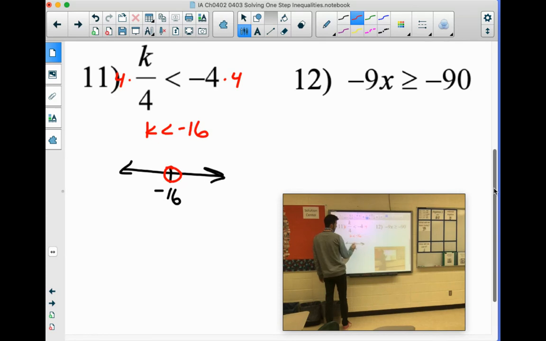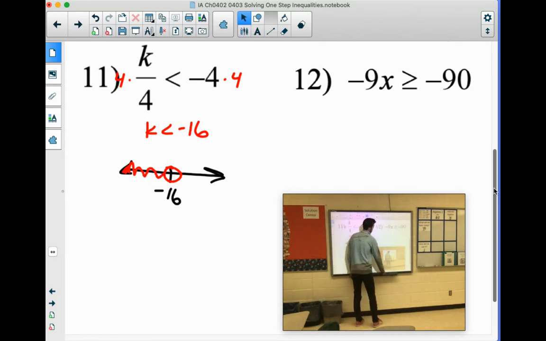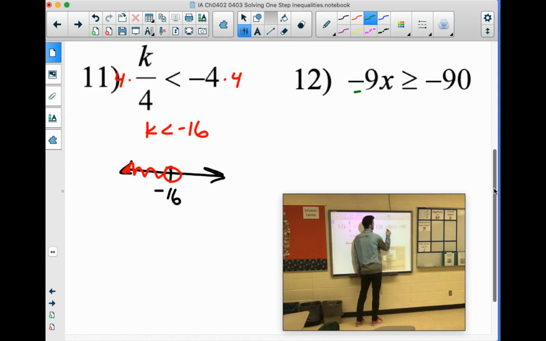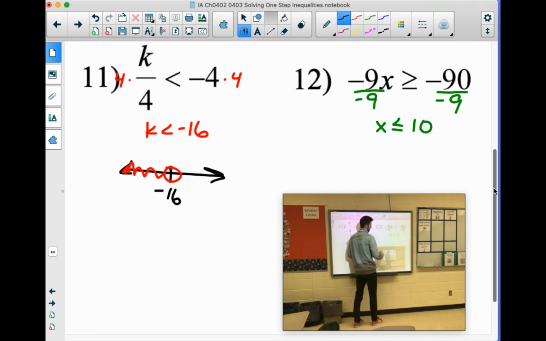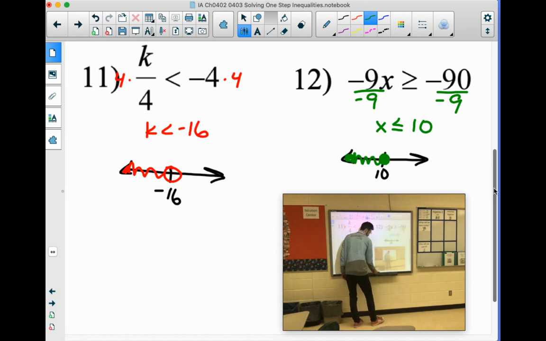Open dot, shade to the left because the letters first. Let's see. Ooh, you gotta flip the inequality on this. It's divided by a negative. Solid dot, it's or equal to, my letters first, so I'll follow the arrow.